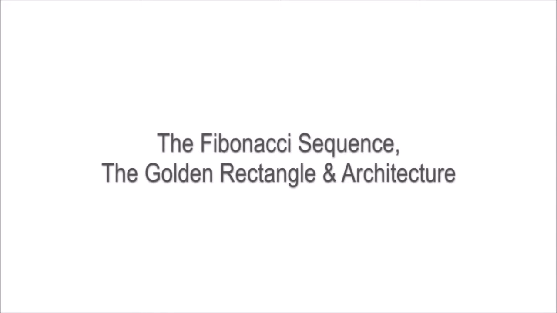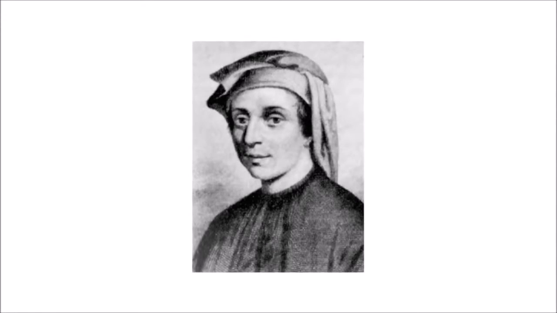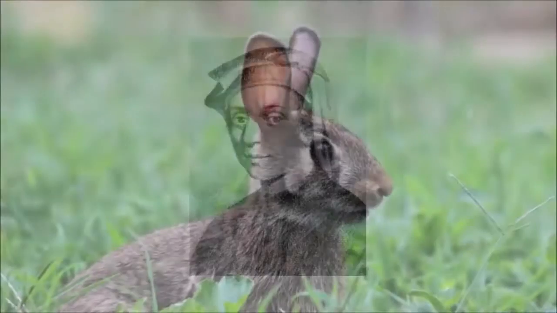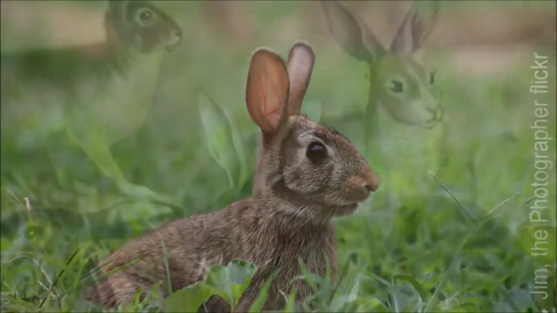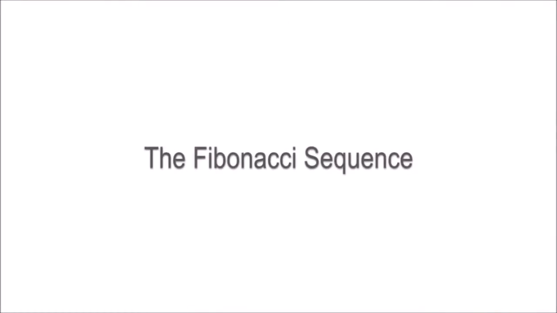The Fibonacci sequence, the golden rectangle, and architecture. In 1202, Leonardo Fibonacci was famously investigating rabbit reproduction and made note of a sequence that is now known as his namesake, the Fibonacci sequence. The sequence is a series of numbers derived by adding each number to the previous. That is, 1 plus 1 equals 2, 1 plus 2 equals 3, 2 plus 3 equals 5, etc.